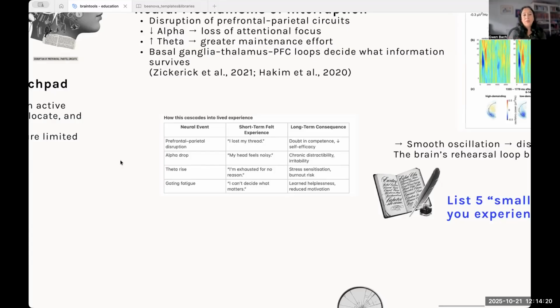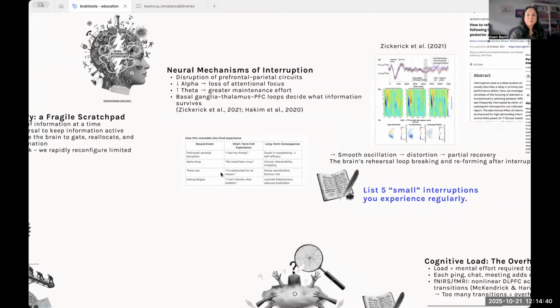And then we have the whole thing with the gating fatigue, which we had up here. And it just means that in that moment, we feel like, oh, I really can't decide what matters. What is more important? Is it this or is it that? And that can long-term lead to something like learned helplessness and a reduction in motivation.